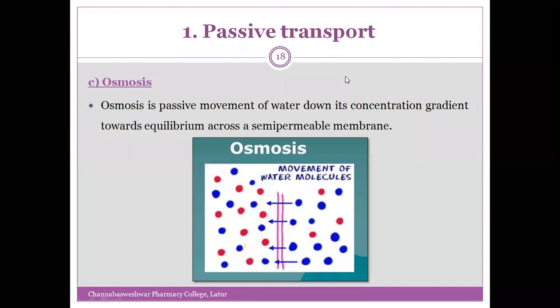You can see the image. In the image, the blue dots show the movement of water from higher concentration to lower concentration. So this is about passive transport. I hope you understand passive transport. Now we will go for active transport.